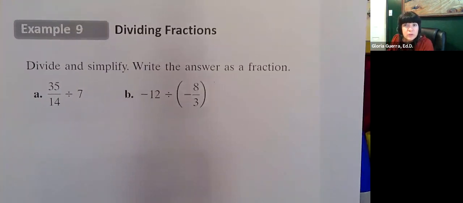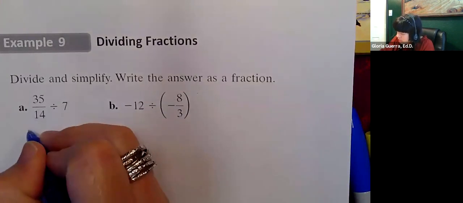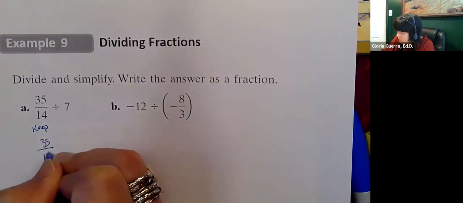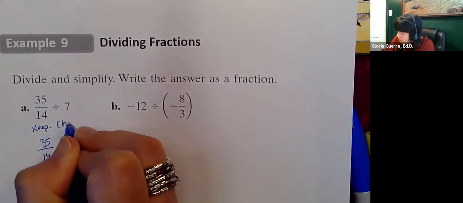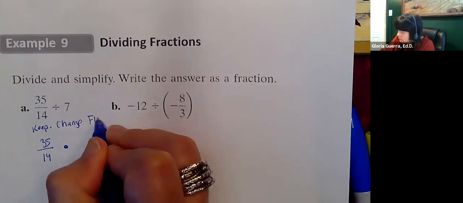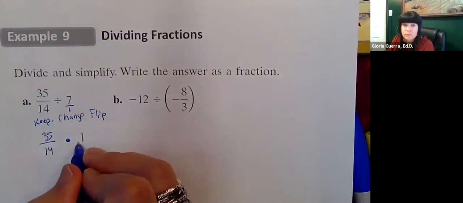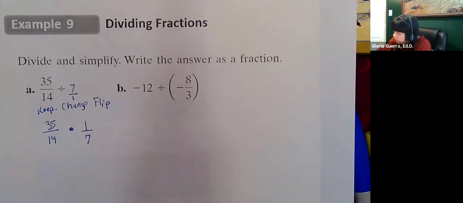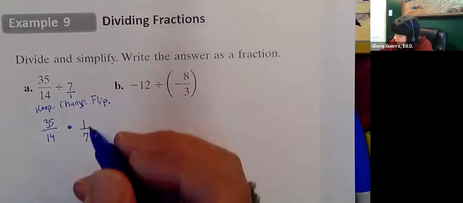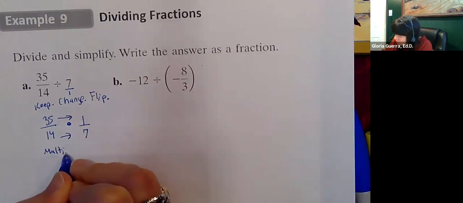Okay, so here we go with 35 over 14 divided by 7. We're going to keep the 35 over 14, change the division to a times, and then flip. So this is 7 over 1, so now this is 1 over 7. So keep, change, and flip. Now multiply straight across.